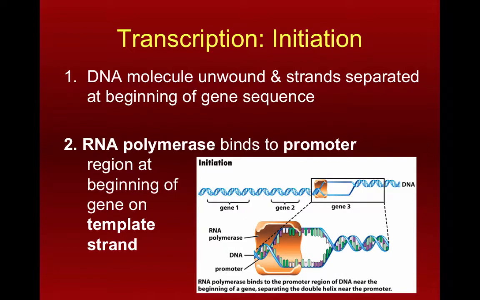And so what needs to happen next is that RNA polymerase is going to bind to what's called the promoter region on the template strand. Now the template is the copy we're going to use. The promoter is like the start signal. It's the beginning point for the gene. It's where the whole process is going to kind of kick off.